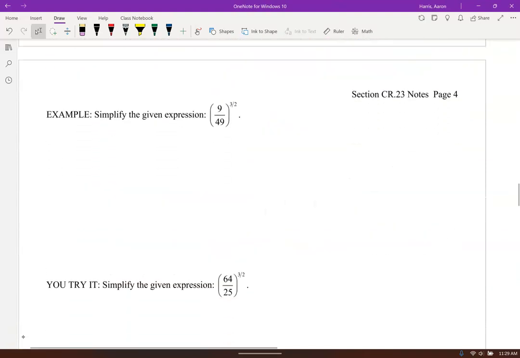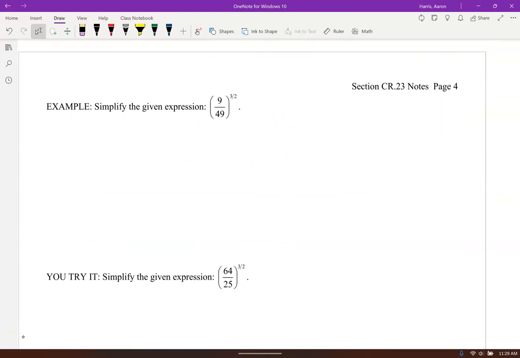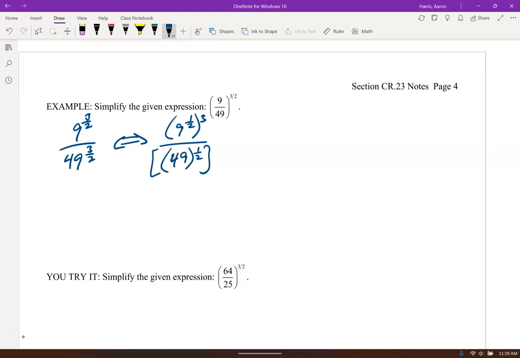This is kind of a pretty long section here. How about simplify this next expression? I'm going to take each of those to the 3 halves, and then 49 to the 3 halves. So what I have is the square root of 9 to the third, and on the bottom I have the square root of 49 to the third.